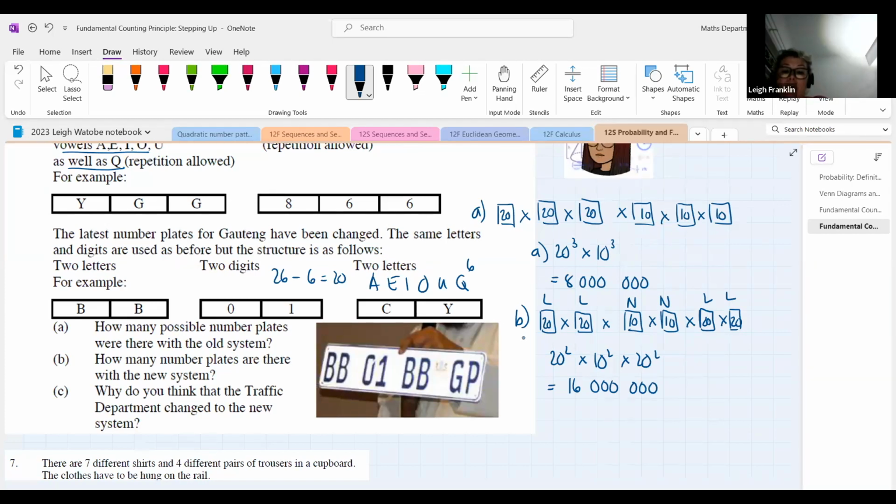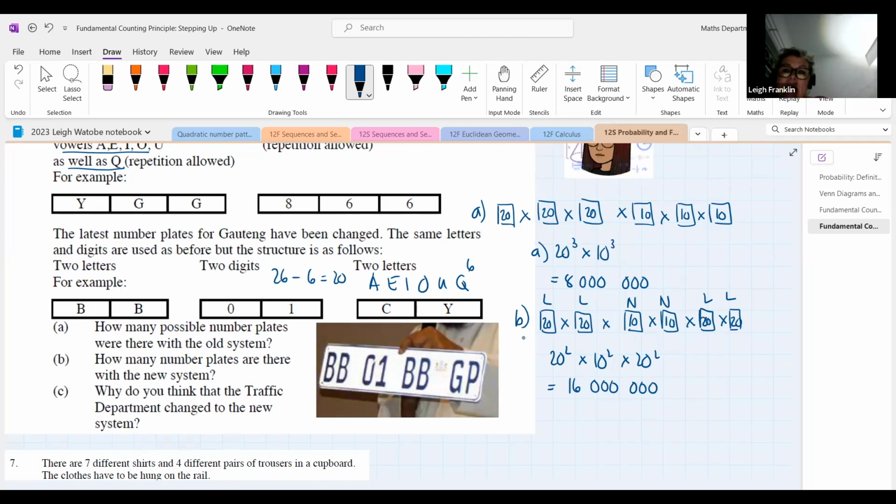So that's why with 2 letters, we've got 20 times 20. By 2 numbers, there are 9 digits from 0 to 9. So that's 10 by 10. Sorry, there are 10 digits from 0 to 9 because we're including 0. And then there are 2 letters at the end. So that's why it's 20 by 20.